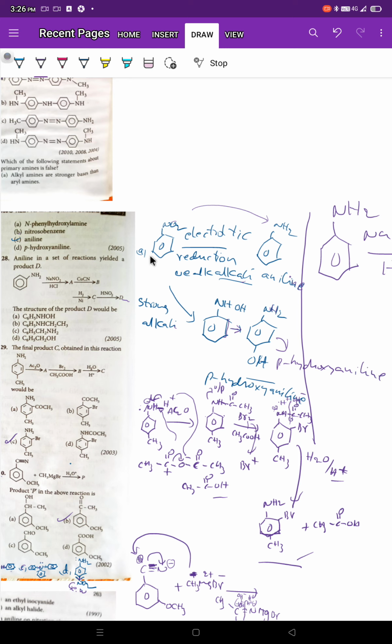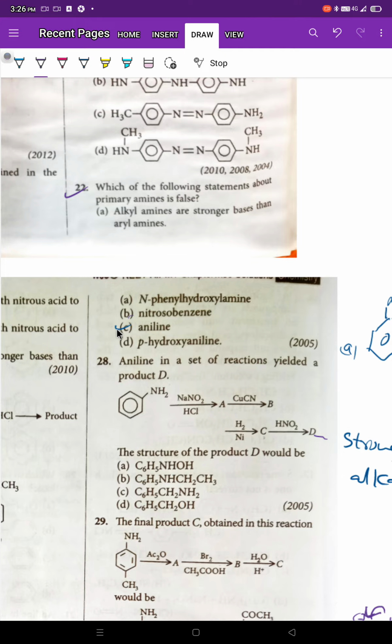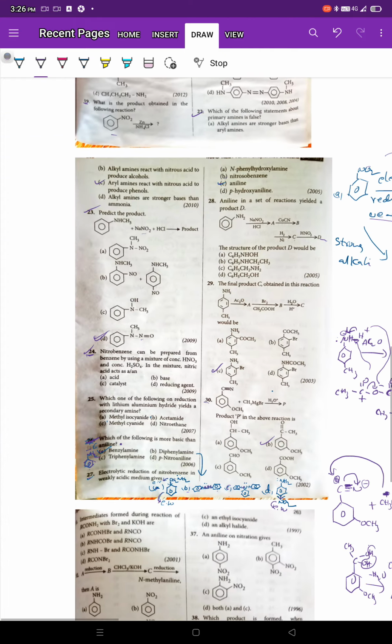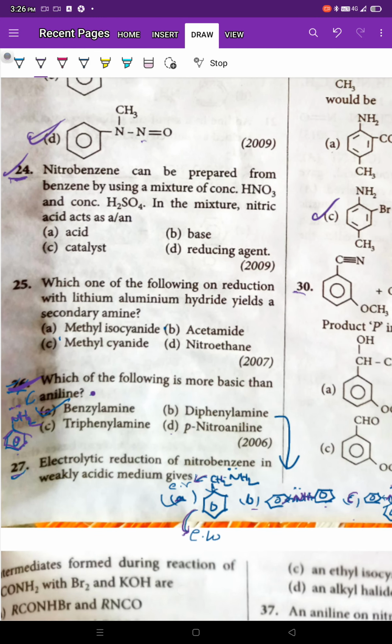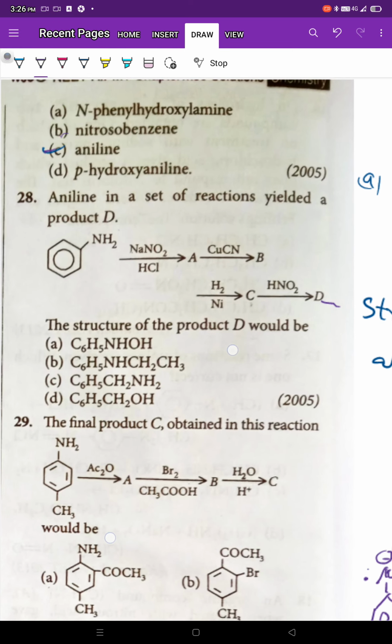So here the requirement is electrolytic reduction in weakly acidic medium, which can only give aniline. That is the reason why option C is the correct one. The question itself indicates that electrolytic reduction of nitrobenzene in weakly acidic medium gives aniline. Okay, next, let us see another question.